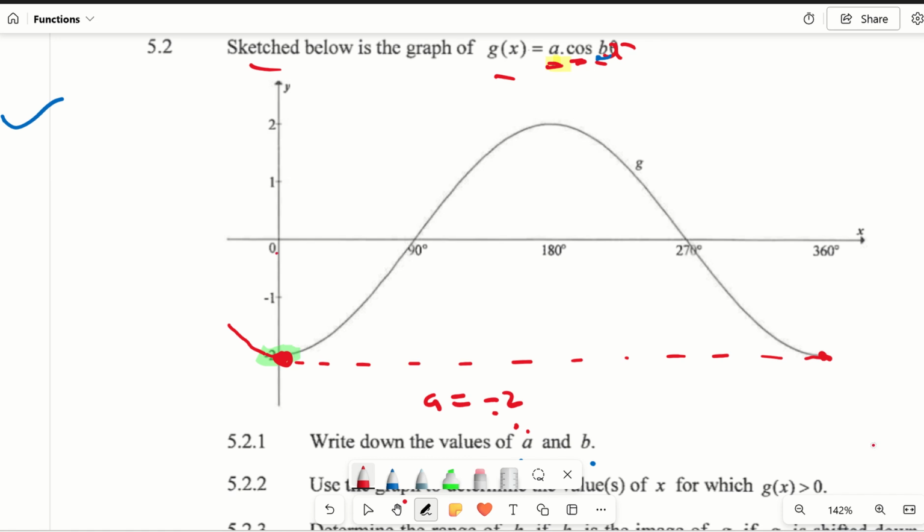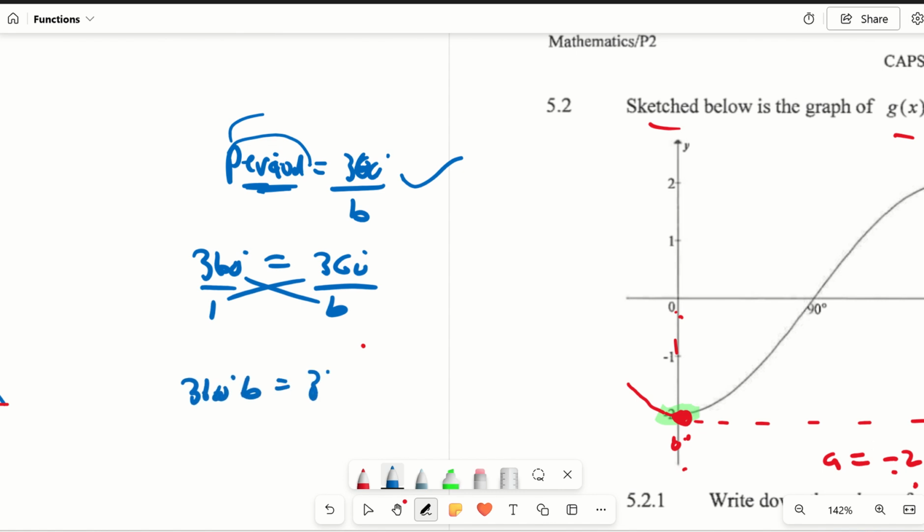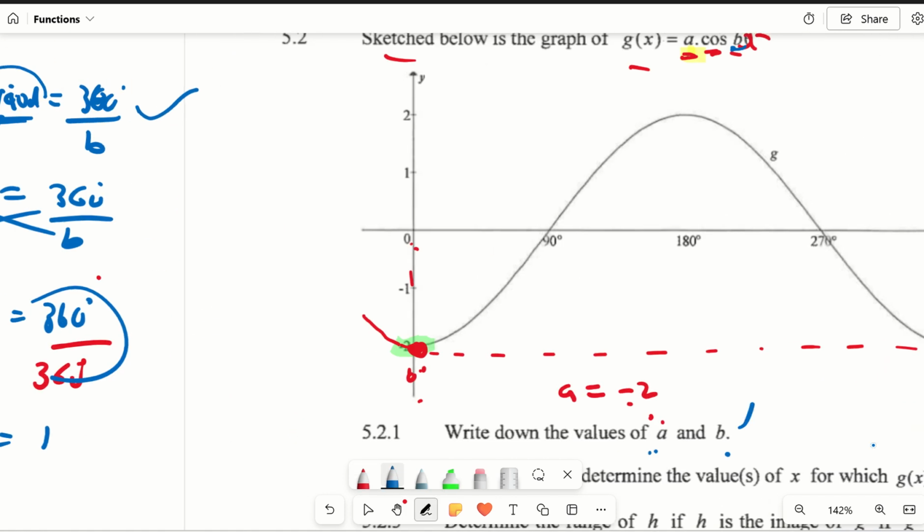360. How do you see it? Our x here is 0 degrees. Our x there is 360. The distance is 360. If you can't see it with the naked eye, you just go this one minus that one: 360 minus 0 gives 360. So you go to this formula: 360 degrees equals 360 degrees over b. You cross multiply, you have 360 b equals 360, and then you divide both sides by 360 because you're looking for b. Therefore b equals 1. Easy peasy.